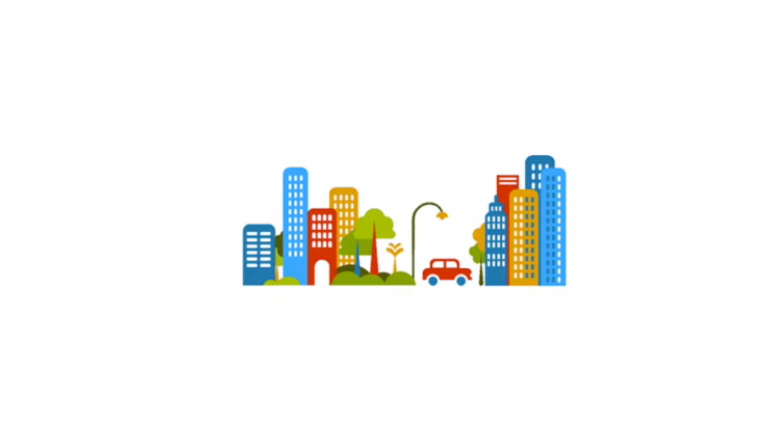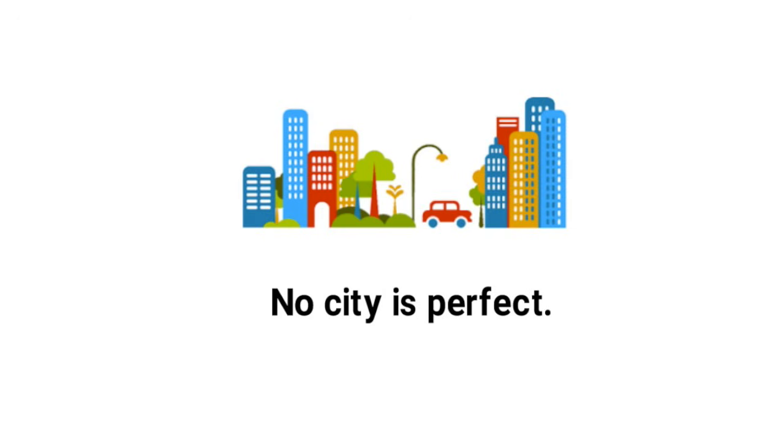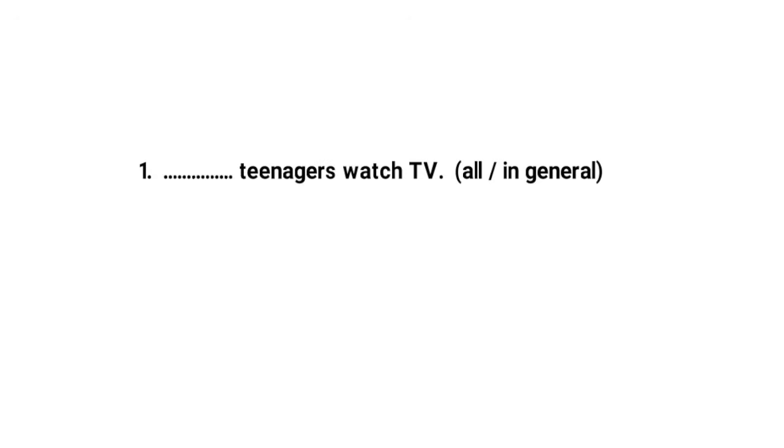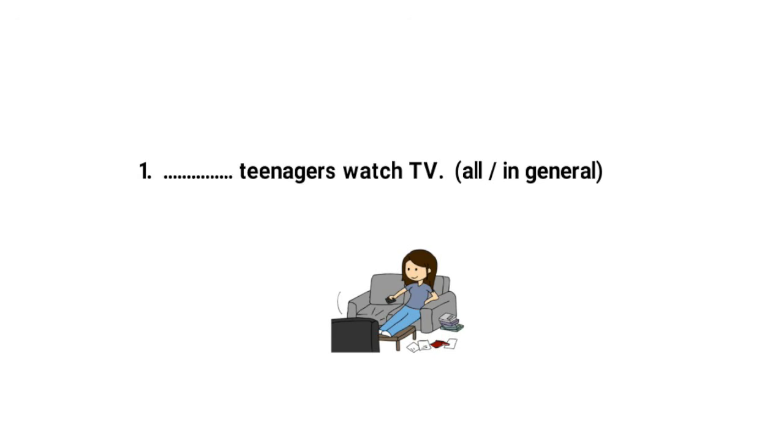And finally, no city is perfect. Here we use no instead of none when we're talking generally about things. So now it's your turn. 1. Blank teenagers watch TV. Use all and talk about teenagers in general and not a particular group of teenagers. All. Here we use no the as we're talking in general.